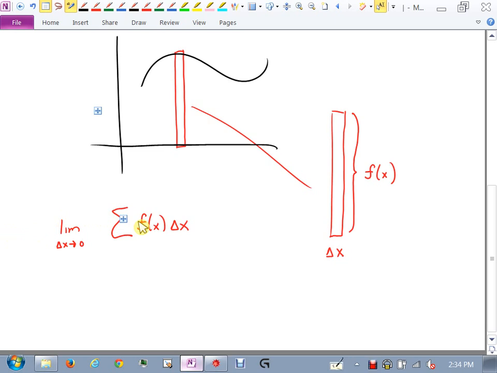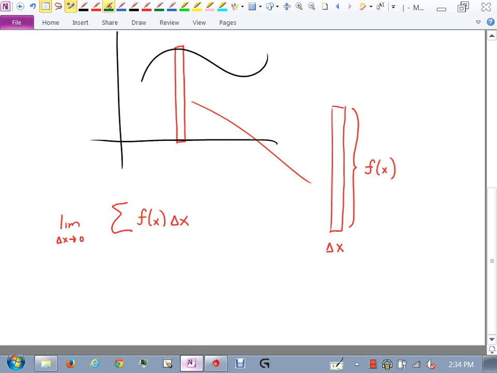And something miraculous happens. And we're not here to prove it today. But this is the main result of Cal 2. This sum right here turns into a number, right, that it adds up to be? It somehow is connected, believe it or not, to the antiderivative. In fact, when we actually let that happen, we have a special symbol for it. It's an elongated S.